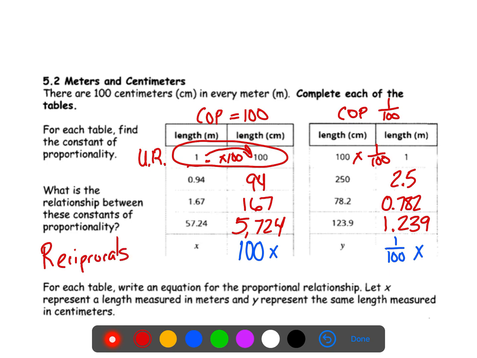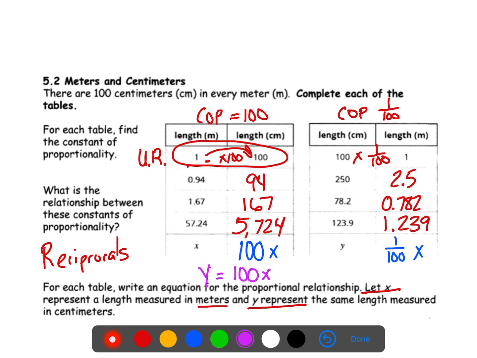Finally, we're asked to write an equation. We're going to let x represent the measurement in meters and y represent the measurement in centimeters. So in this first table, if I was finding the number of centimeters, which we calculated here, y, I would have to take the quantity in meters and multiply it by 100, just like we showed here. So 100 times x would give me that quantity here in centimeters. We had already done that here in this last section of the table.